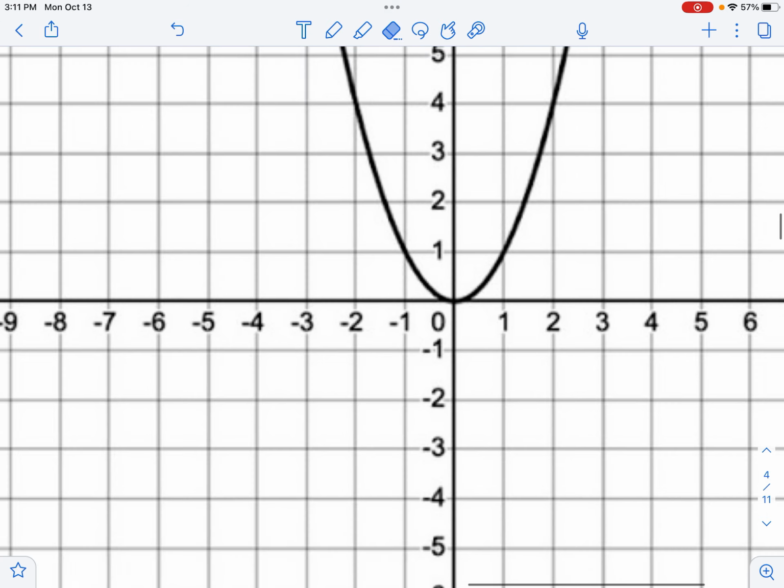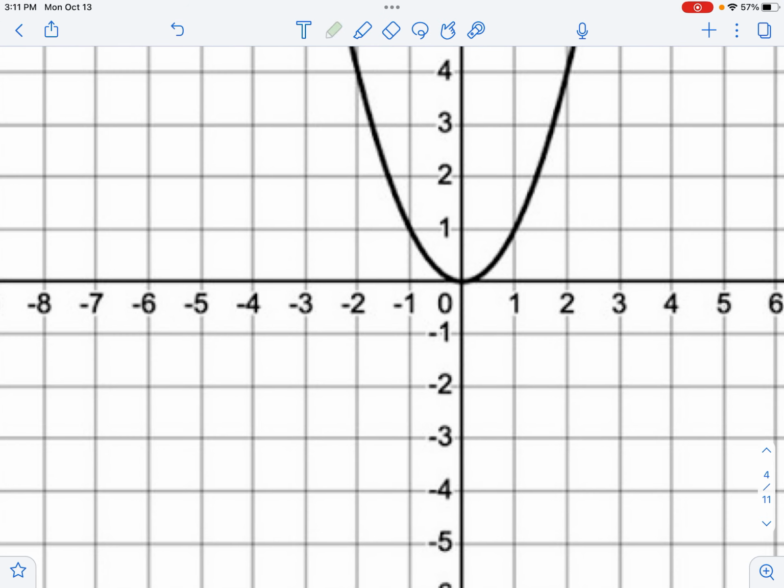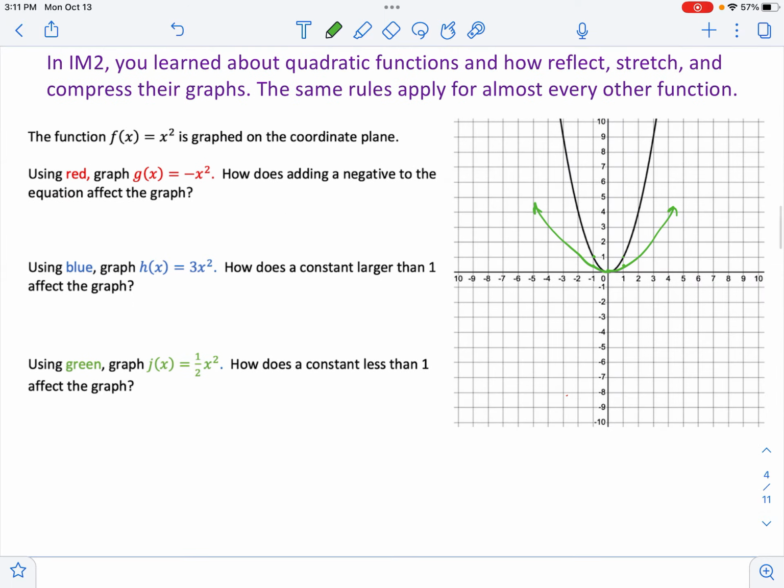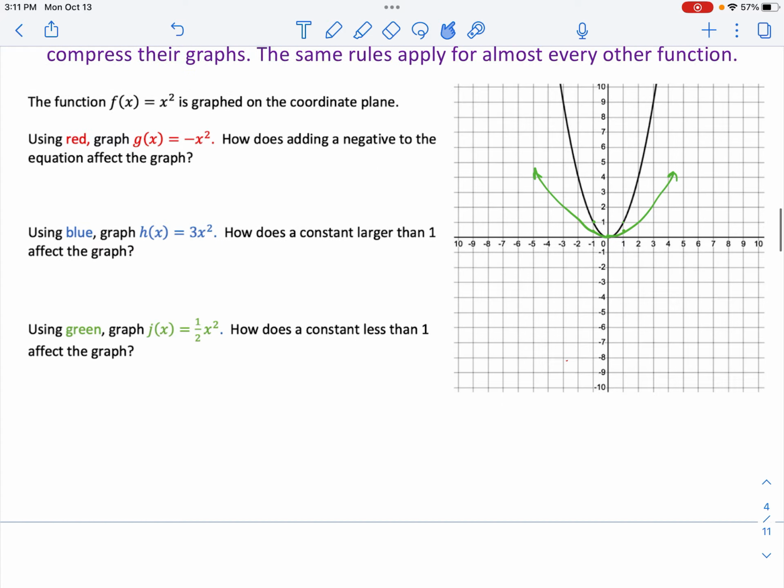So when I'm plotting these points, this was 1, 1. Okay, now that's going to be stretched down to 1/2. So it's going to be a little wider, and that's how we get this function to go kind of like that. And that's how those work. So how does the constant less than 1? It compresses it, and it makes it a little wider. These same rules apply for other functions.